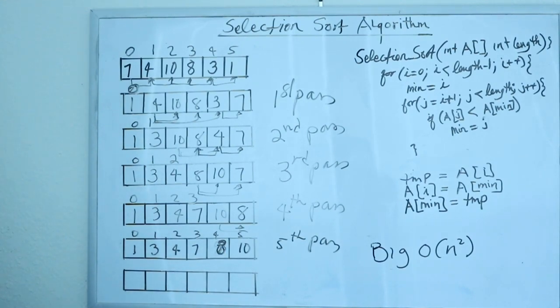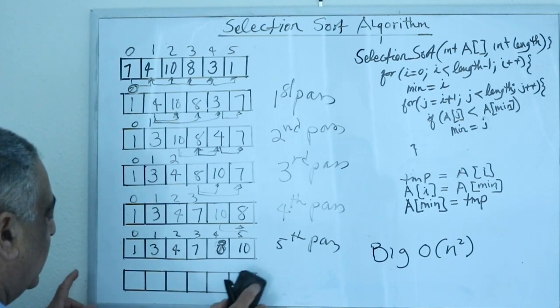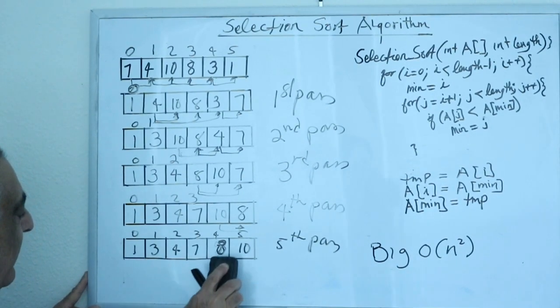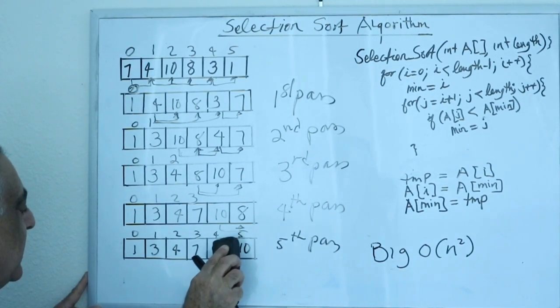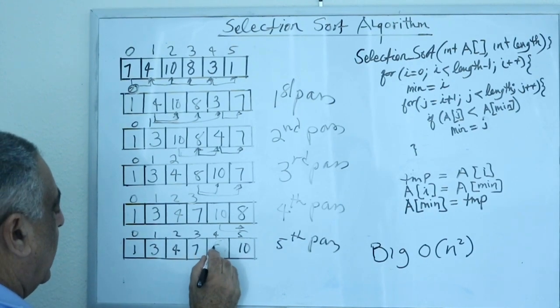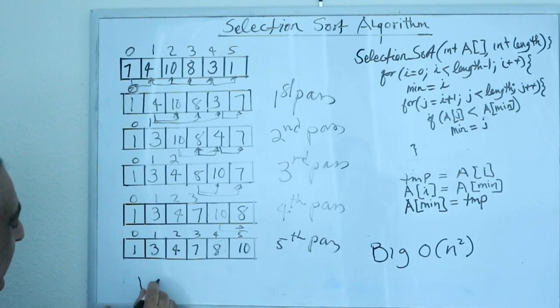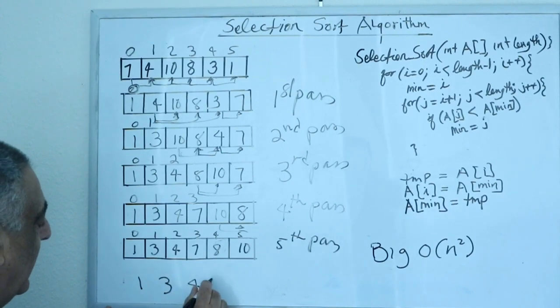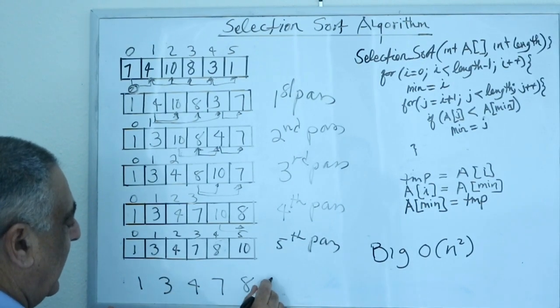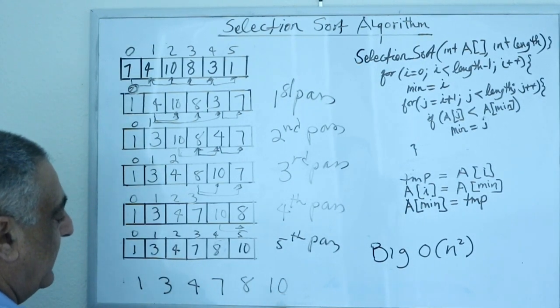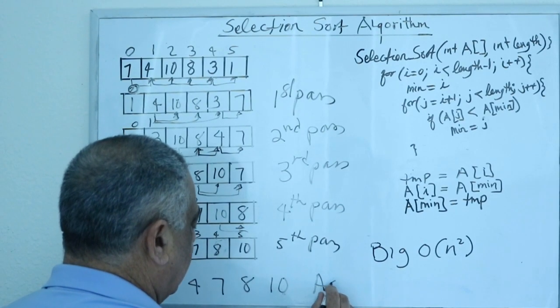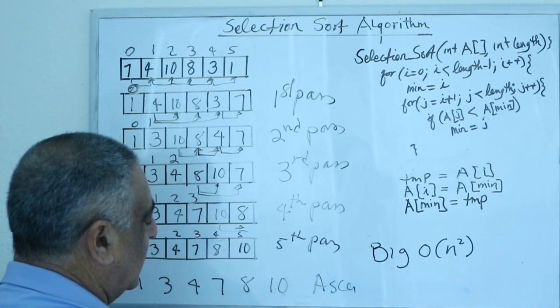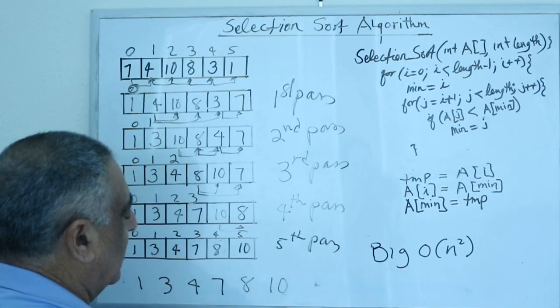So accordingly, these numbers are sorted. So if I go back here, let me make sure this looks clear. So I end up with 1, 3, 4, 7, 8, and 10. So these numbers are sorted in ascending order. So that's it. It's sorted in ascending order.